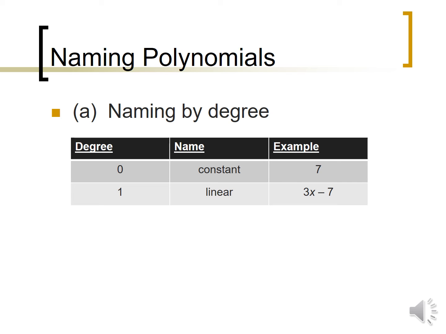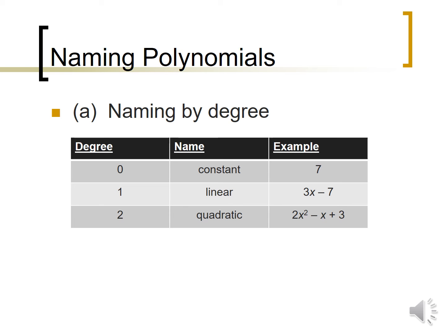If the degree is 2, if our highest power is 2, any ideas what we're going to call it? And I'll give you a hint. It starts with a Q. We just spent 2 units on this. If the degree is 2, we're going to call it quadratic, like 2x squared minus x plus 3. We looked at quadratic expressions, quadratic equations, quadratic functions. If the highest power is 2, we call it quadratic.